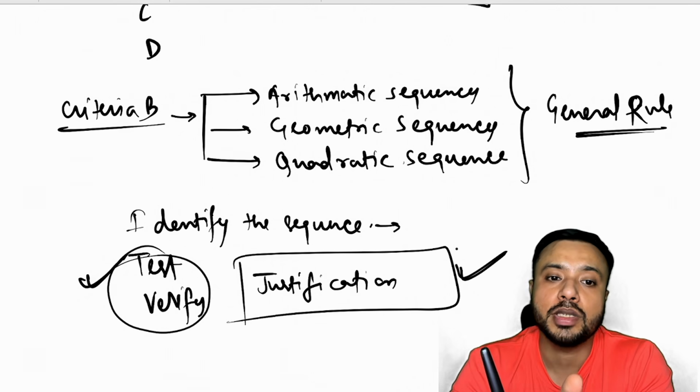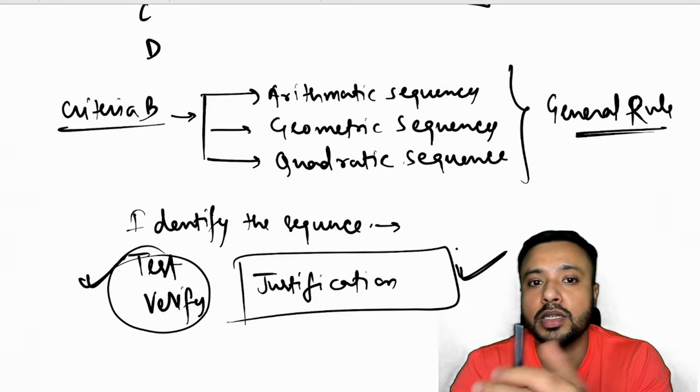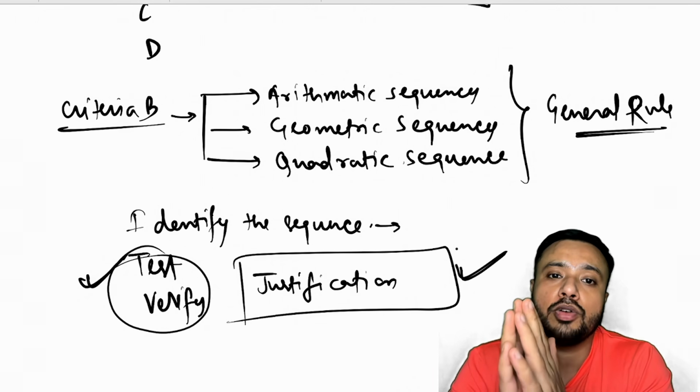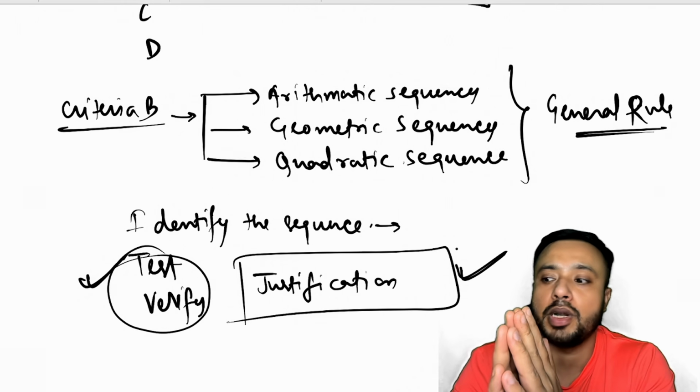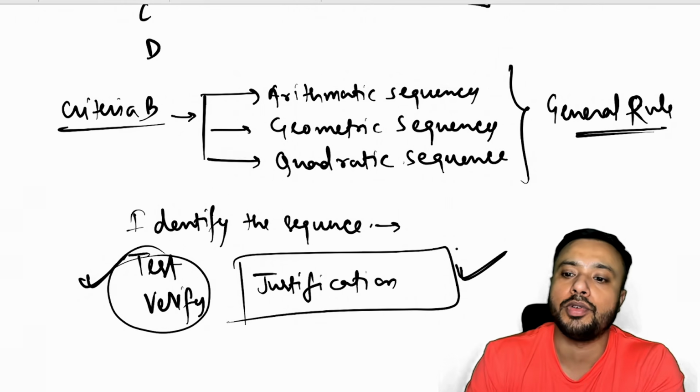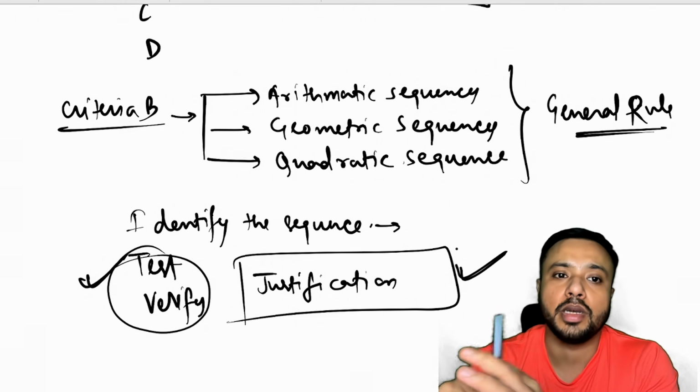So if you can perform these three operations and if you know how to write the answers for criteria B, I can guarantee you guys, you can easily get 30 to 33 out of 33 in criteria B, depending on how many mark question is being asked for all of you in the exam. So that's one thing, guys.